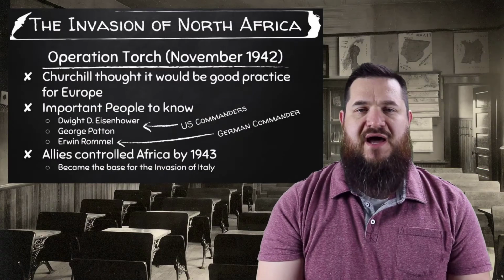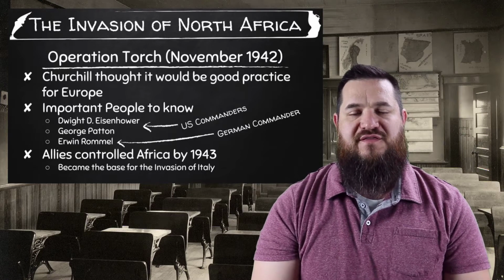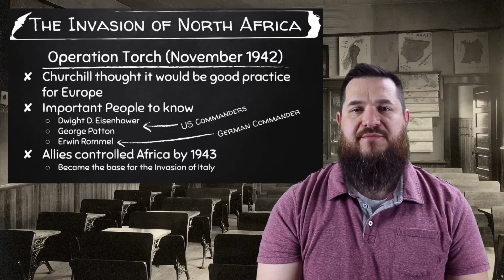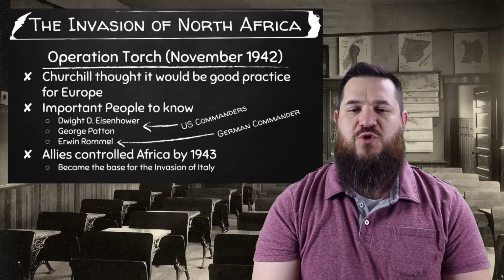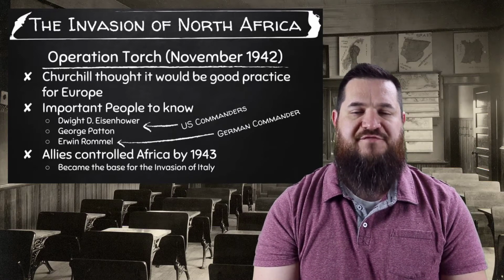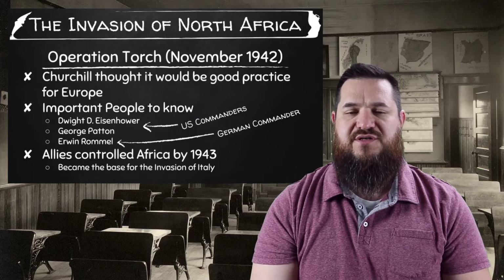We're going to take just a minor detour from Europe for a second and head down to North Africa. That's the next big thing we need to talk about. Something known as Operation Torch. Operation Torch was the invasion of North Africa. Remember, that's where the Italians were. There are also quite a few Nazis there too.